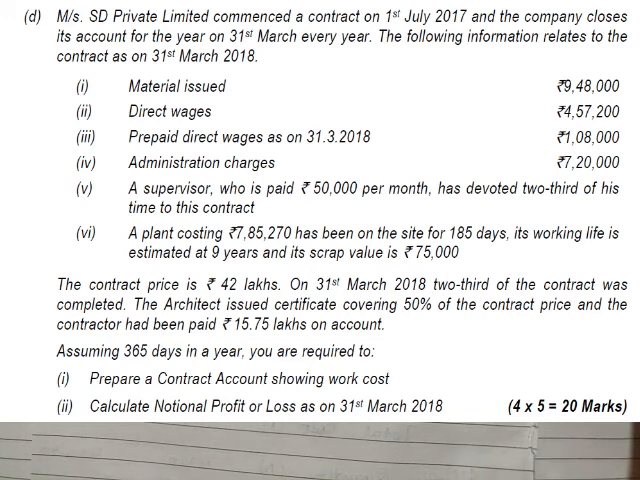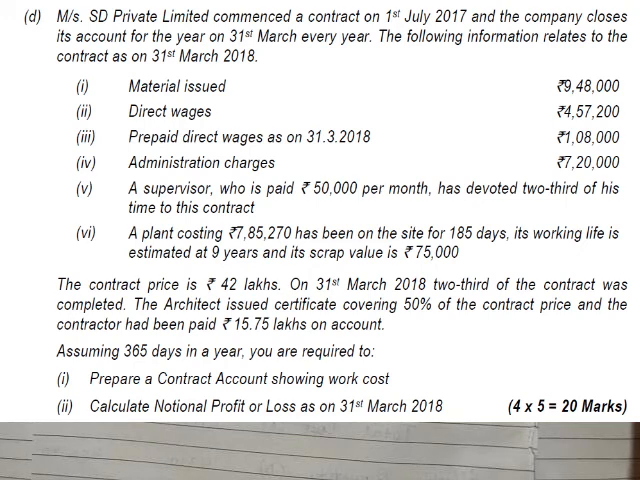The contract price was 42 lakhs. Two-thirds of the contract was completed, and the architect issued a certificate covering 50% of the contract price, and the contractor has been paid 15.75 lakhs on account. We have to prepare a contract account and calculate the notional profit or loss as on 31st March 2018.